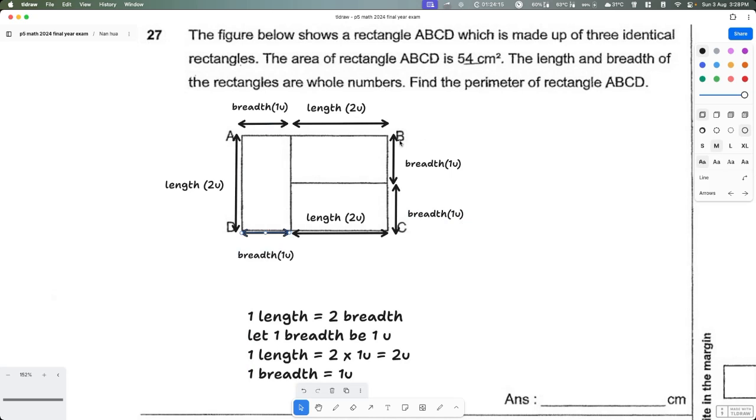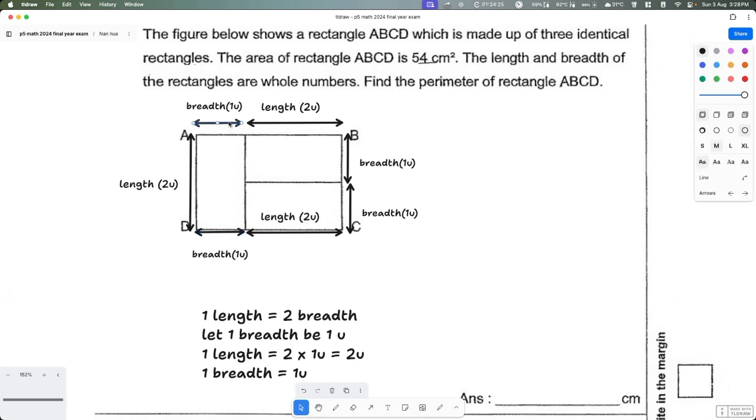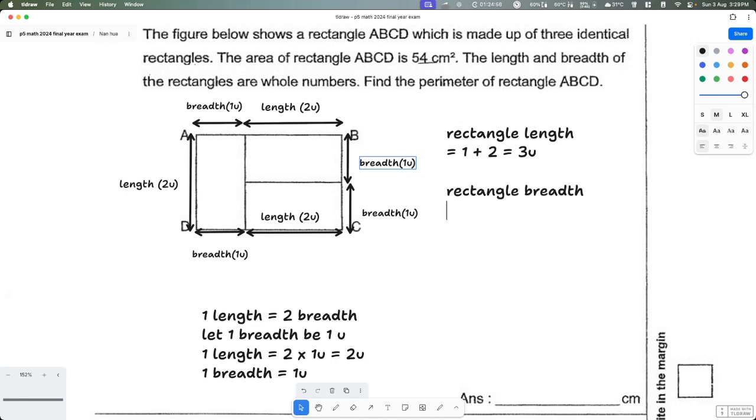All right, so you can see here we have 54 centimeters square. In this case, the whole breadth and length: AB is equal to DC, which is equal to 1 plus 2, equal to 3 units. So this is the rectangle length. And the rectangle breadth is equal to 2 units. So that means the rectangle area is equal to 54, which is also equal to 2 units times 3 units, right? So guess and check.